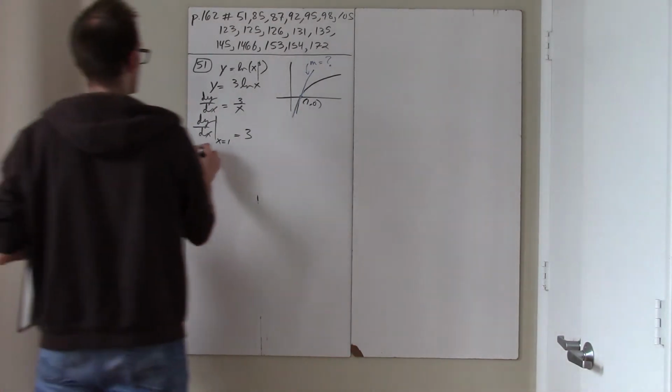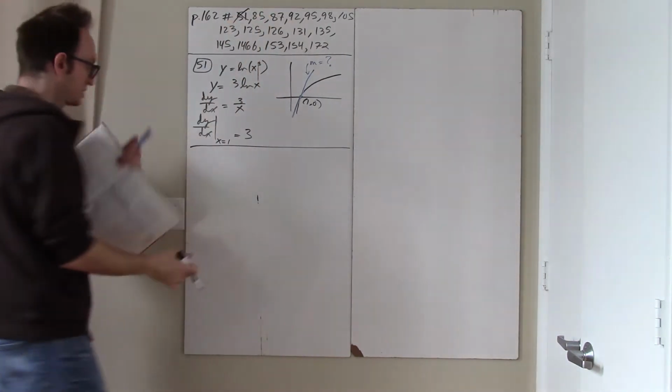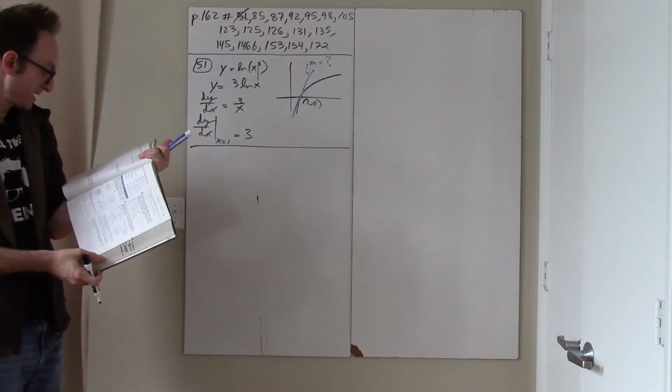Okay, good. That problem was boring. One down, like a bajillion to go. Here we go, 85.